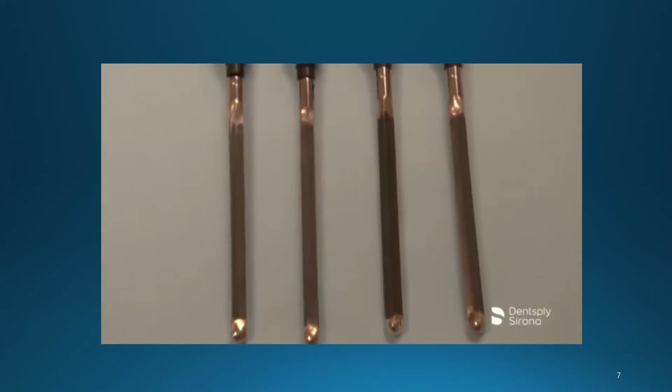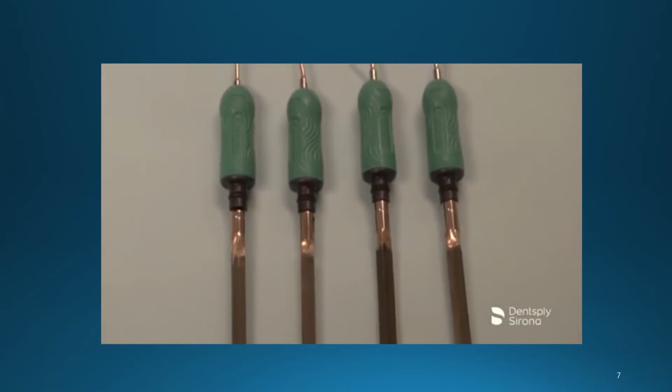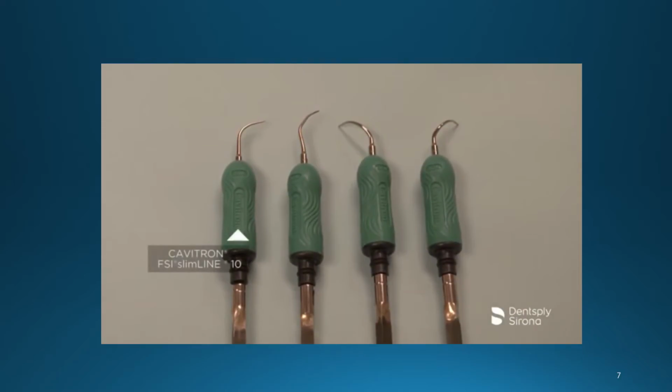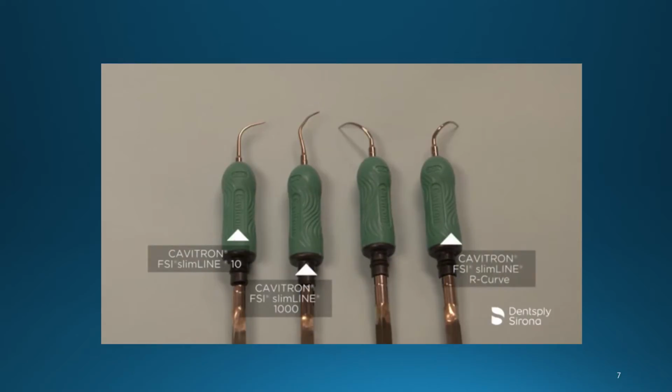There are 4 inserts in the slimline family commonly used during periodontal debridement procedures: the Cavitron FSI Slimline 10, the Cavitron FSI Slimline 1000, the Cavitron FSI Slimline Right Curve, and the Cavitron FSI Slimline Left Curve.